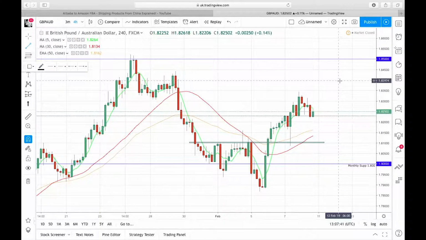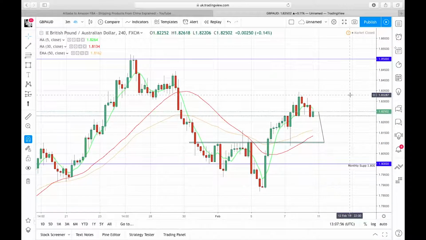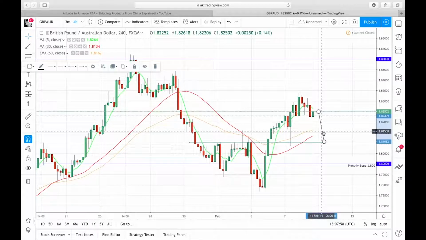It's not a pair I'm looking to obtain an entry on anymore, because I feel like if we do dive back into 1.81, there's too much bearish momentum to continue a long trade. I've missed my entry. I'll write a line under it, and it's not a pair I'm looking to trade for the week ahead.